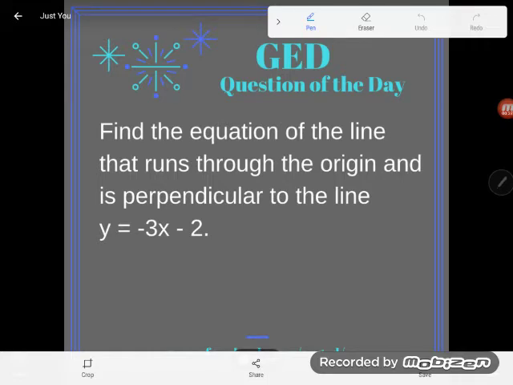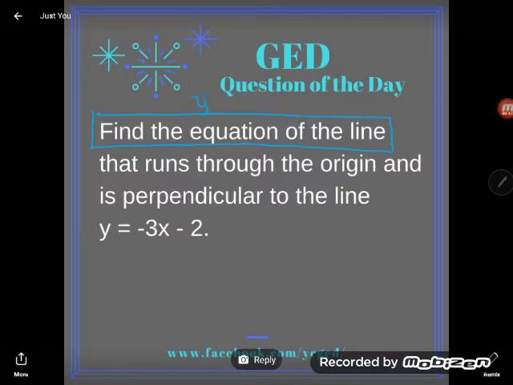Okay, so it says, find the equation of the line that runs through the origin and is perpendicular to this line. Okay, so let's just break down what they're asking me for here. They're asking me to find the equation of a line. I know that the equations of lines are most often written in what's known as the slope-intercept form of a line, y equals mx plus b. And lucky you, you don't have to memorize this, although it wouldn't hurt if you did, but it is on your GED formula sheet.